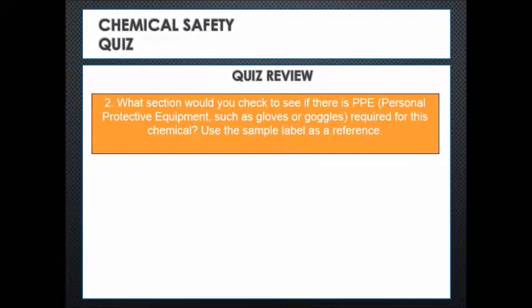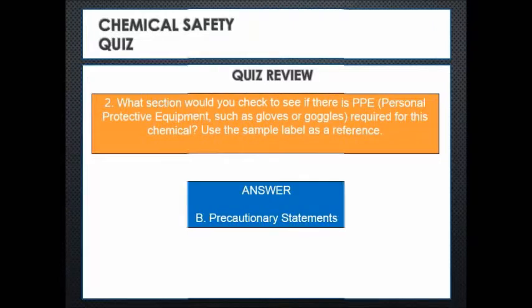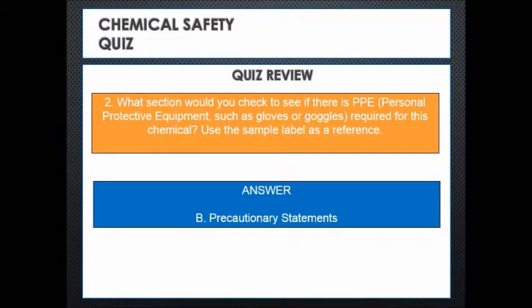Question 2. What section would you check to see if there's PPE, personal protective equipment such as gloves or goggles, required for this chemical? Use the sample label on your quiz as a reference. Answer B. Precautionary statements would contain information regarding PPE.